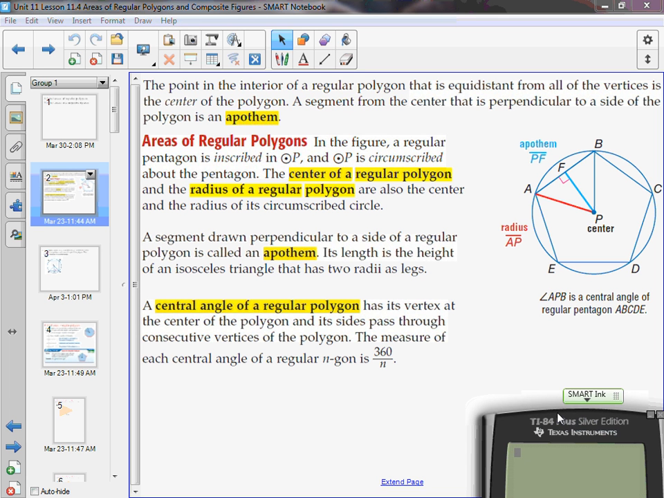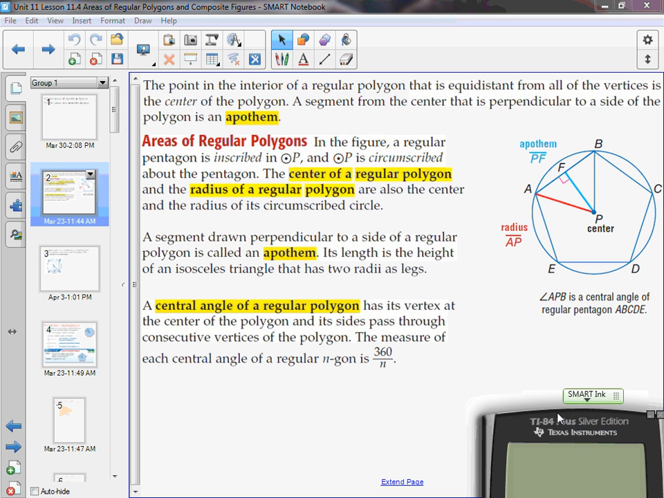All right, the point in the interior of a regular polygon that is equidistant from all of the vertices is the center of the polygon. As I showed you a couple weeks ago, it's also the center of the circle that circumscribes the regular polygon. A segment from the center that is perpendicular to a side of the polygon is an apothem.